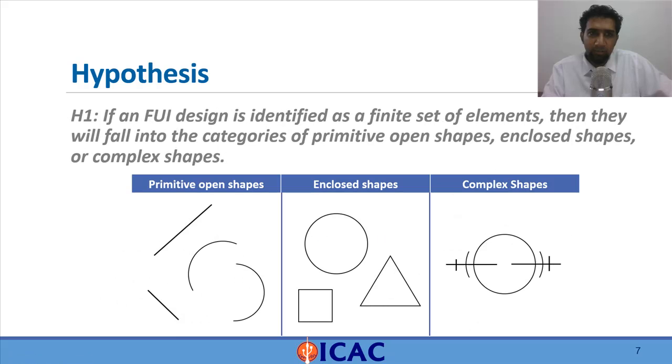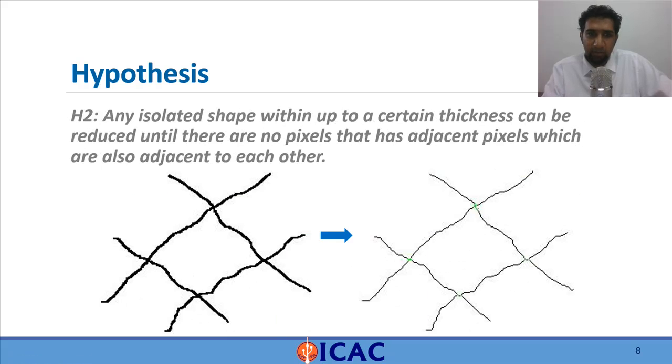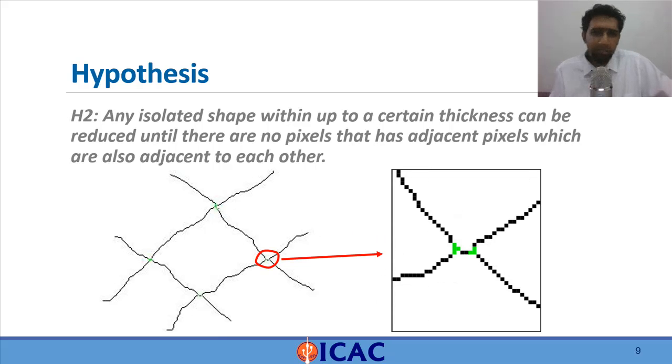Hypothesis 2 is that whatever shape you identified here can be reduced and you can find the skeleton of it, with some very important properties. If you look at the black pixels, each and every pixel has adjacent pixels, but those adjacent pixels are not adjacent to each other. But these green pixels, if you consider this pixel, it has three adjacent pixels, but they're adjacent to each other. So these green pixels are actually potential joints.